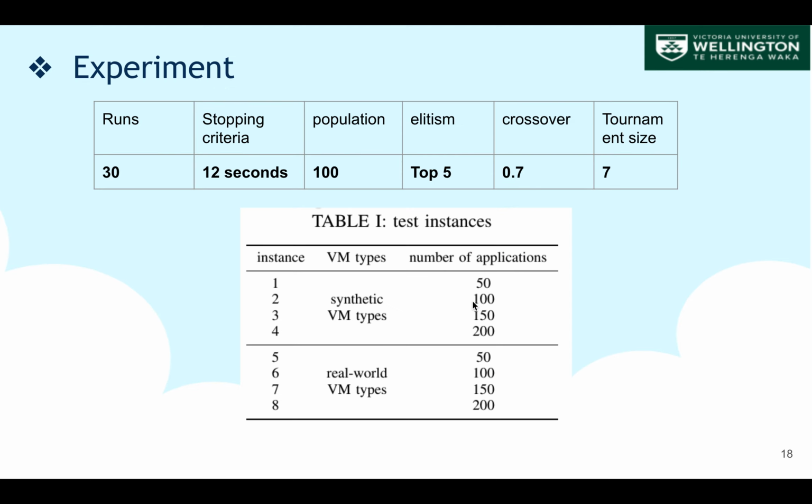In the experiment session, we're using this set of parameter settings. When we compare different algorithms, we use a fixed time to run the algorithms. And here are the test instances. We are using two sets of virtual machine types, a synthetic one and a real-world one. For the number of applications, we're using an increasing number, ranging from 50 to 200. Each application could have up to 5 microservices, and each microservice could have up to 5 duplicates.